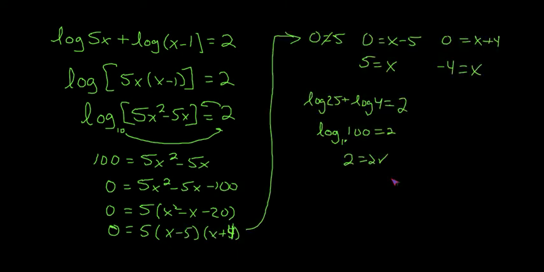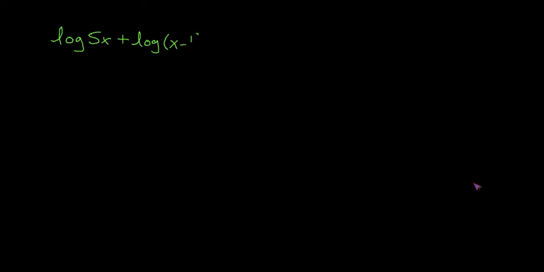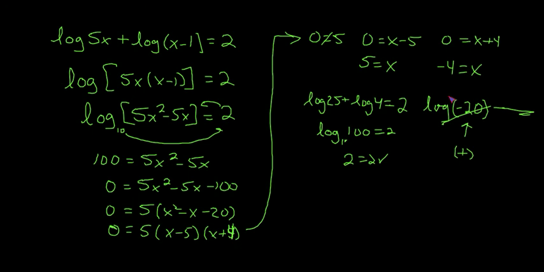To check the second one out, we would get log of 5 times negative 4, which is negative 20. And I can stop without doing anything else because, remember, the logarithms that we're solving for have to be greater than 0, or positive. So that one's out, which means that's an extraneous root.